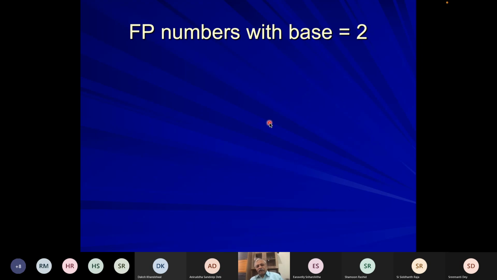So very simply, floating point numbers with base 2 will have 3 components. There is a sign, there is a fraction part, and there is an exponent part. So the base of the exponent is 2 here. And you have binary representation of f and e, and the sign could be numerically expressed as -1 raised to power s, where s is 1 or 0. 1 for negative sign, 0 for positive.